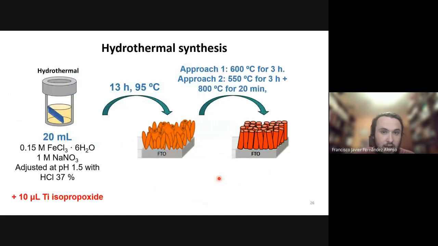So for the synthesis, we followed a hydrothermal method. We used as precursors iron chloride, sodium nitrate, and hydrochloric acid.